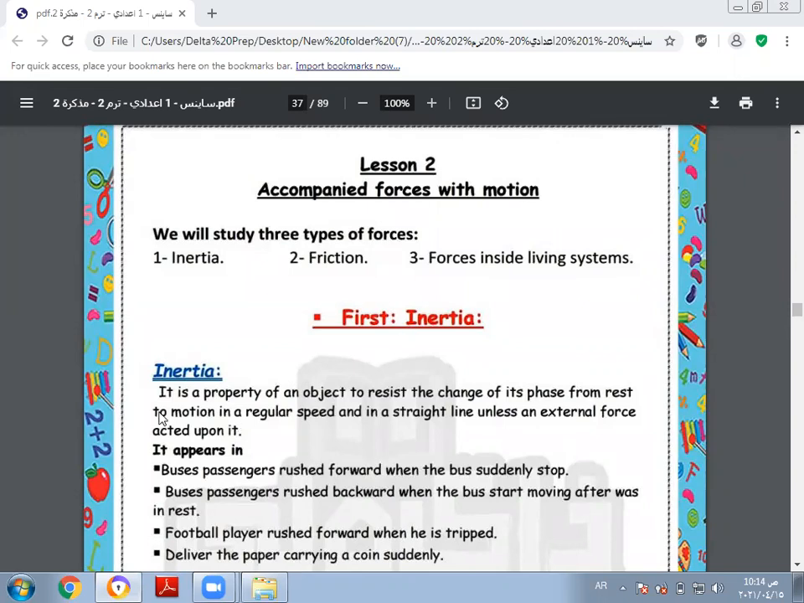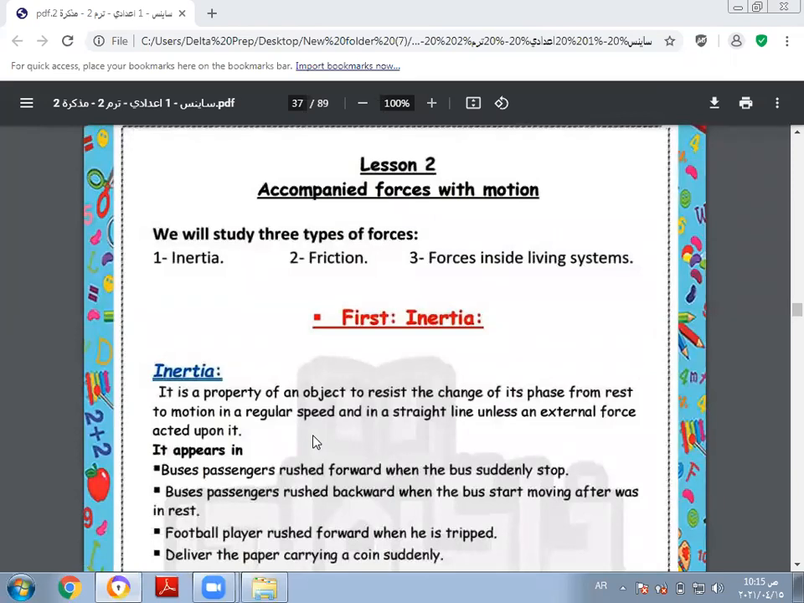What is the meaning of inertia? It's a property of an object to resist the change of its phase from rest to motion in a regular speed and in a straight line unless an external force acted upon it. What does that mean? For example, a fan in motion: when I stop it, I find that its arms are still moving. So the fan resists the change that happened to its motion to rest.